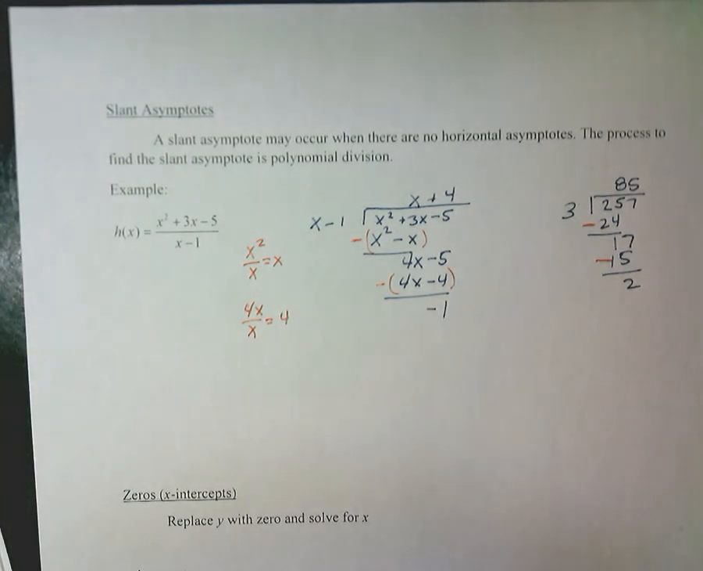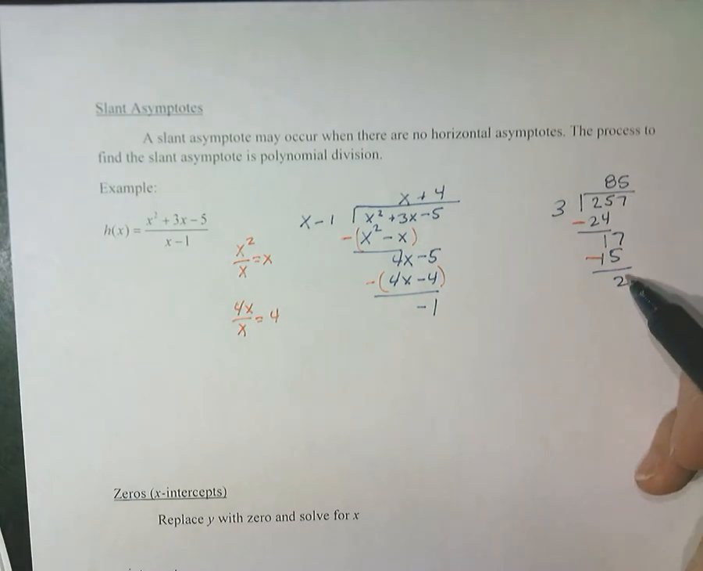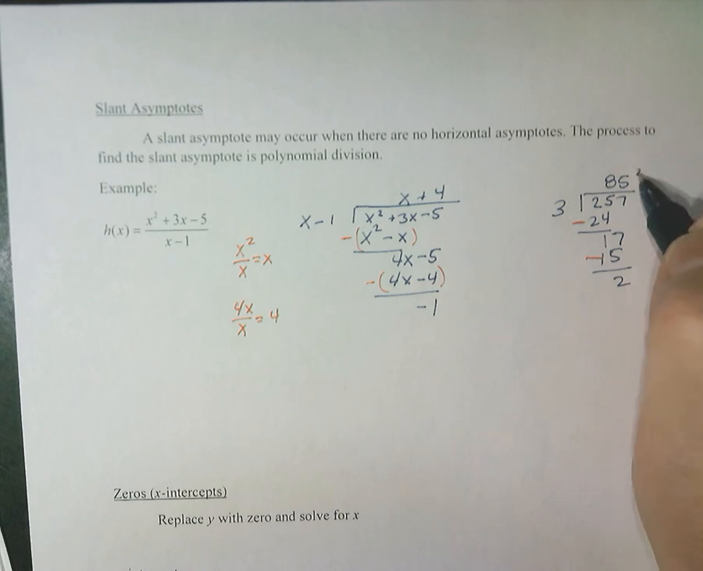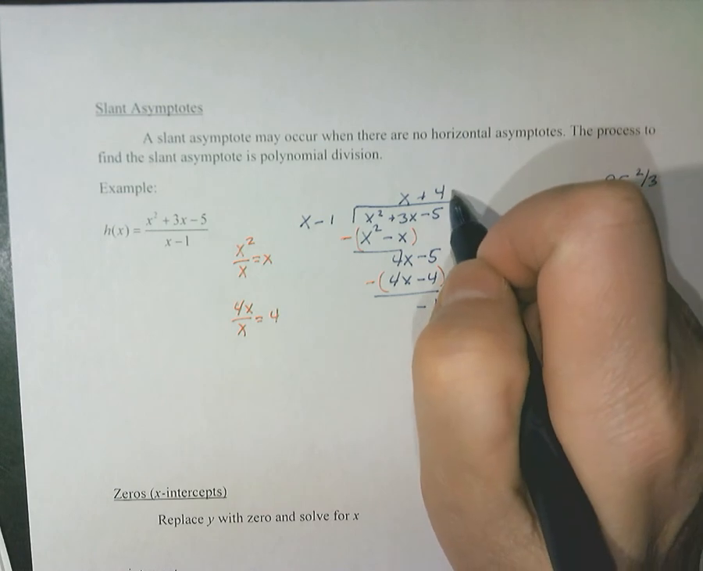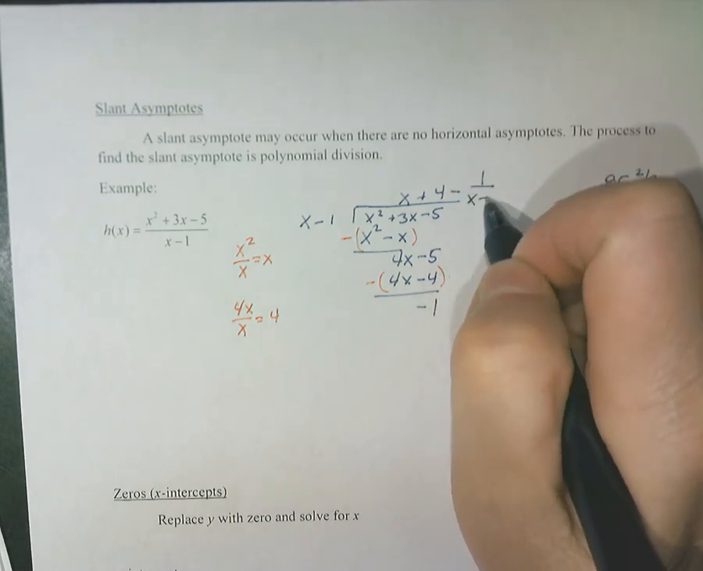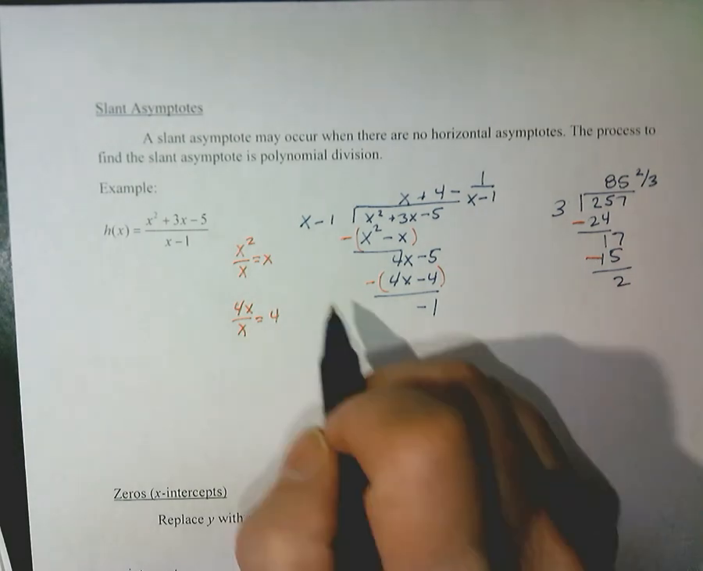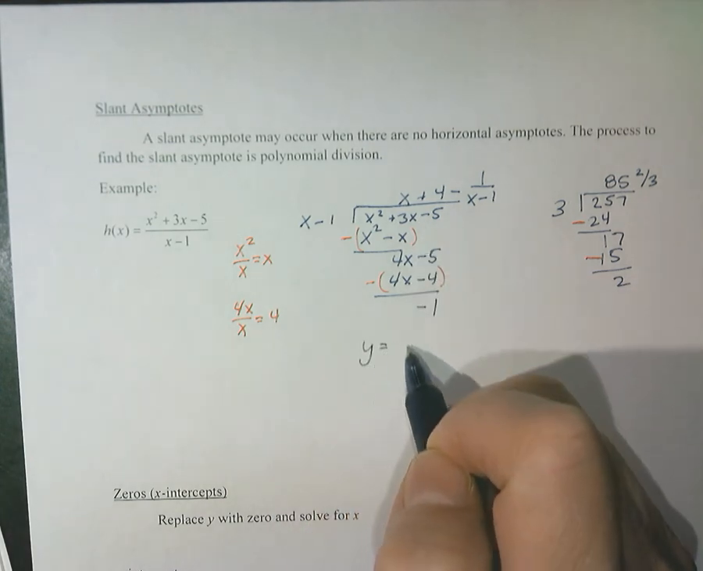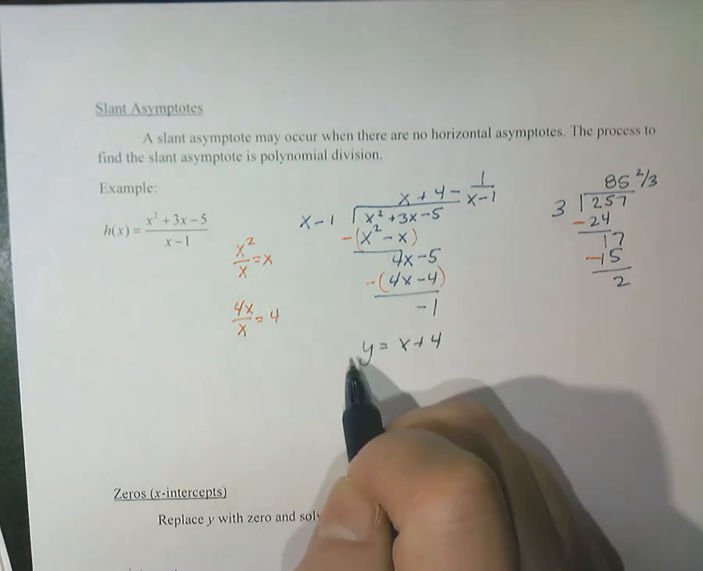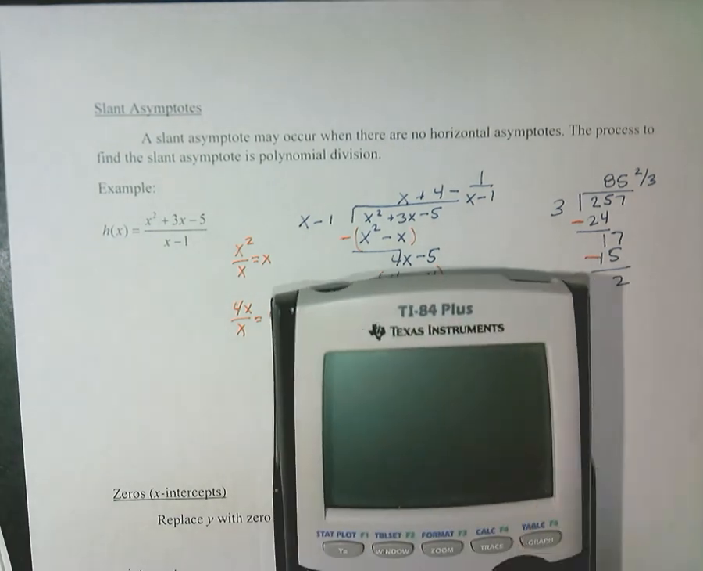And then to write this properly, this would be the remainder of 2. So that means I would have plus 2/3 here. Remainder of negative 1, so I'd have plus a negative 1 over x minus 1. But the goal here is just to find the slant asymptote. So after the division is shown, my slant asymptote is going to be y equals the quotient, which is x plus 4. And I'll show you what that looks like.